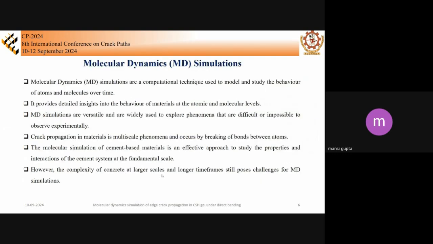Molecular dynamic simulations are a computational technique used to model and study the behavior of atoms and molecules over time. It provides detailed insight into the behavior of materials at atomic and molecular levels. MD simulations are versatile and widely used to explore the phenomena that are difficult or impossible to explore experimentally. Crack propagation in materials is a multi-scale phenomenon and occurs by breakage of bonds between atoms.